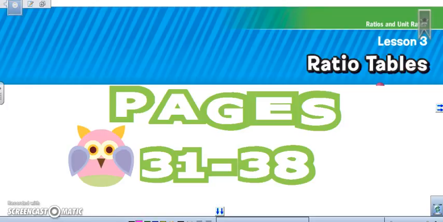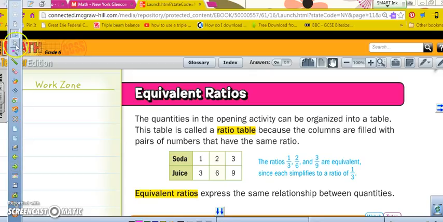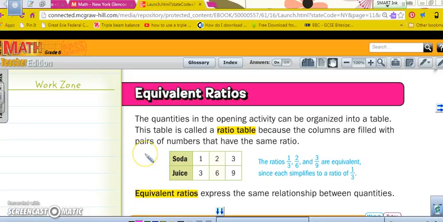So today we're going to be looking at Lesson 3, ratio tables. This is actually notes from your book, so make sure you're in the notebook pages and you're looking at pages 31 through 38. So check before you start that you're on pages 31 through 38. When you are, turn your page so you're on 32 up at the top where it says equivalent ratios.